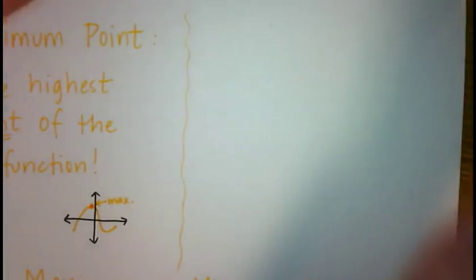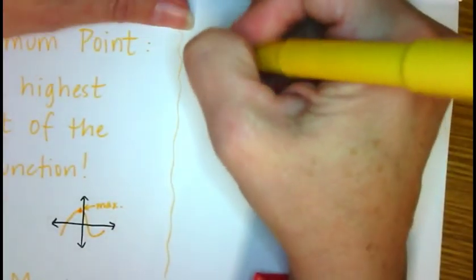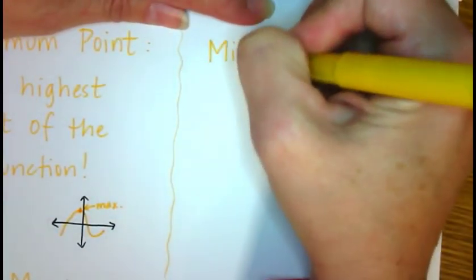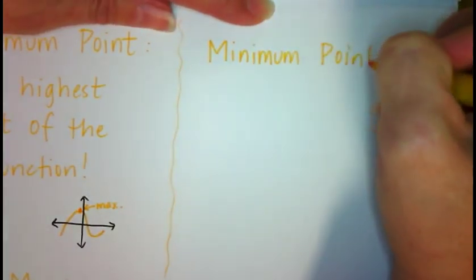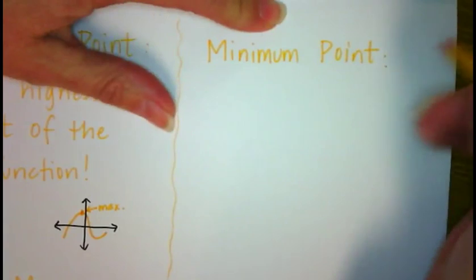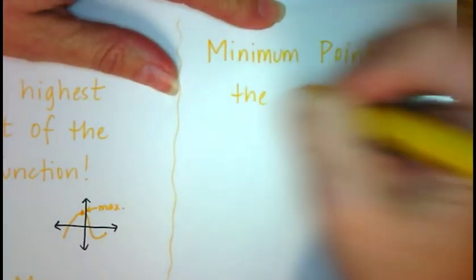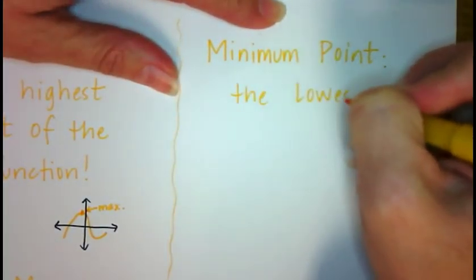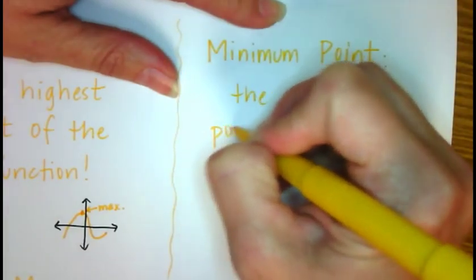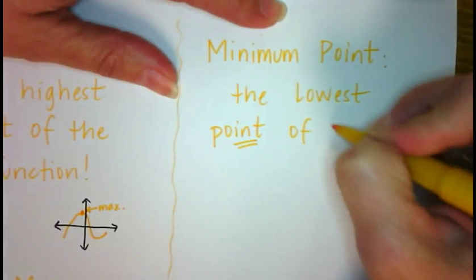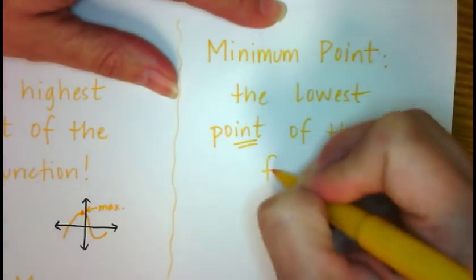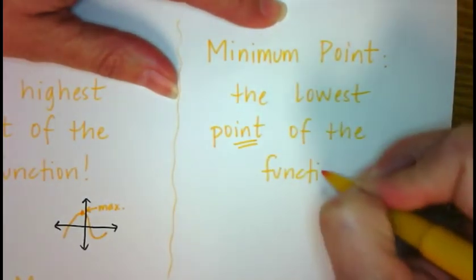All right, so again, very similar but opposite. The minimum point, so the minimum point is going to be the lowest point of the function. And again, it's a point. So it is the lowest point of the function.